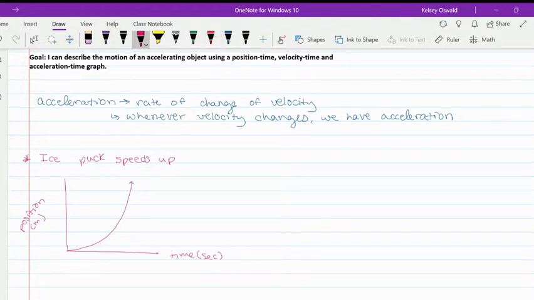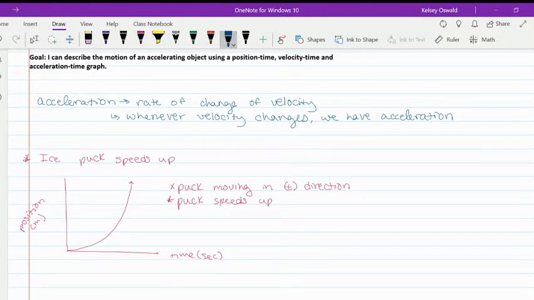So we can see from the motion of this graph that our puck is moving in the positive direction as our positions are increasing. We can also see that our puck speeds up. So how do we know that our puck speeds up based off of this graph?